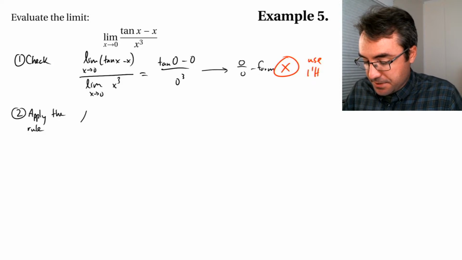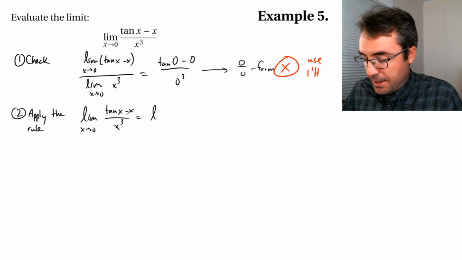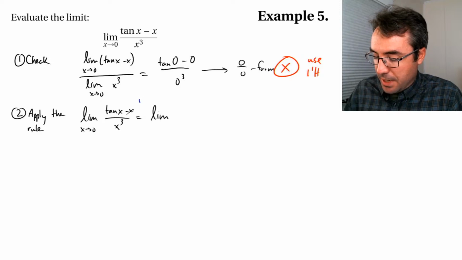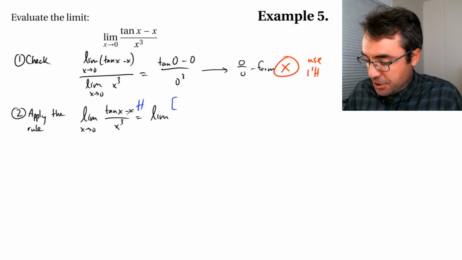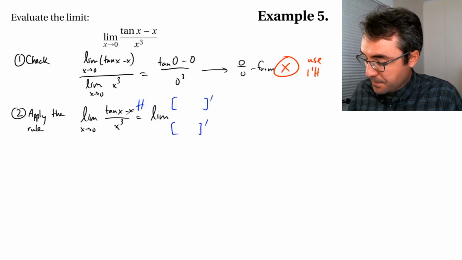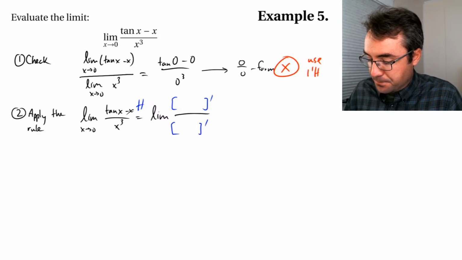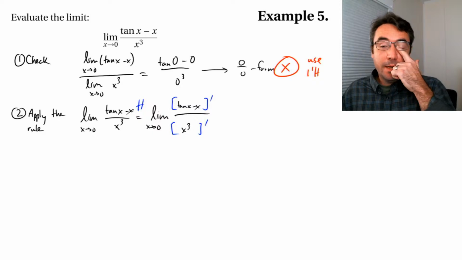All right, so let's fill that in. We're doing the limit of tangent x minus x over x cubed as x goes to 0. We're going to apply L'Hopital's rule here. So we're going to differentiate the top, differentiate the bottom function. So let's fill in what those are. Tangent x minus x over x cubed as x goes to 0.